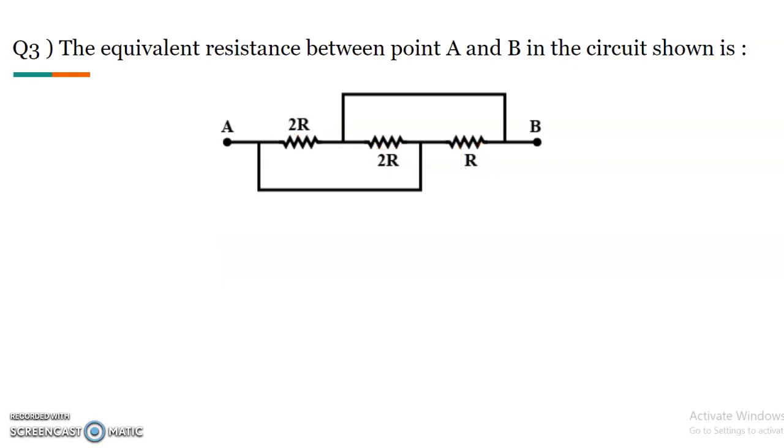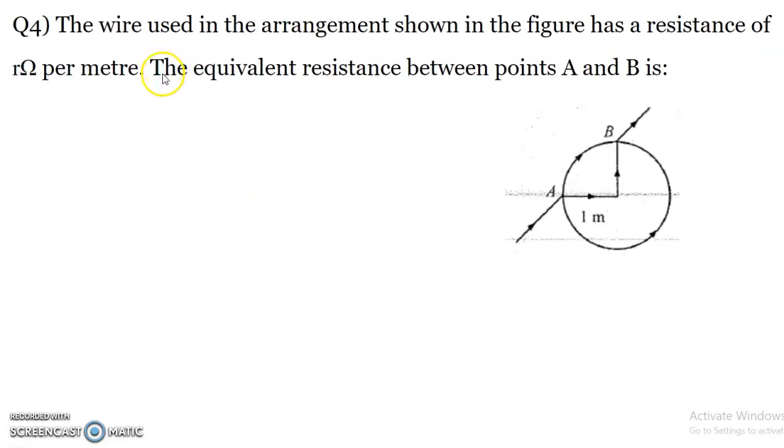And on solving we will get R by 2 as the answer, okay. R by 2 ohm will be the answer. Now the fourth question. The wire used in the arrangement shown in the figure has a resistance of R ohm per meter. The equivalent resistance between A and B is, okay, the equivalent resistance between A and B.